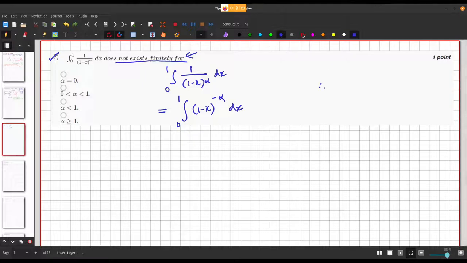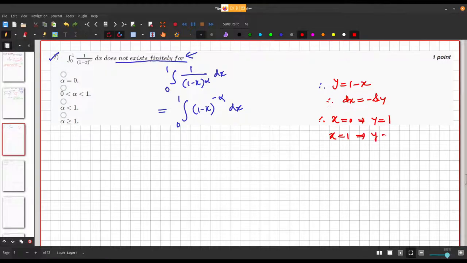And let us do a very little substitution here. Let us assume that y is 1 minus x. Then dx will be minus dy, and the limits of this integration will also get changed. So when x equal to 0, then y will be 1. When x equal to 1, y will be 0, right?